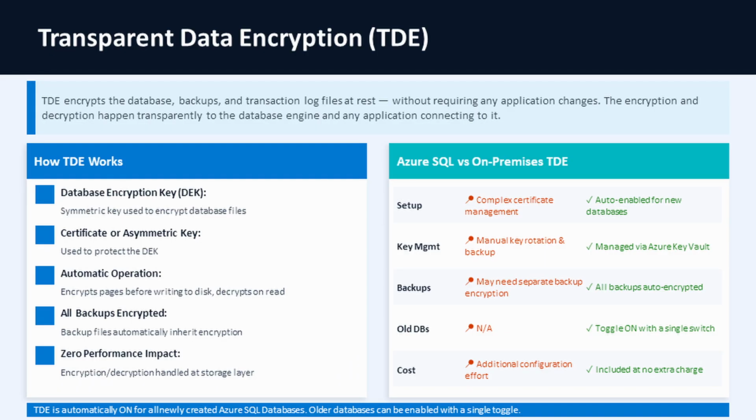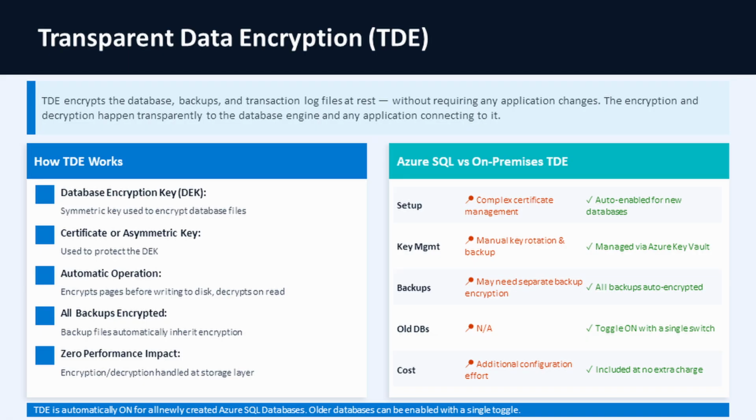Transparent data encryption, commonly known as TDE, addresses a different threat: physical data theft. What happens if someone obtains the raw database files from disk? What if a backup file is accidentally exposed? Without encryption at rest, the data would be readable directly from those files.